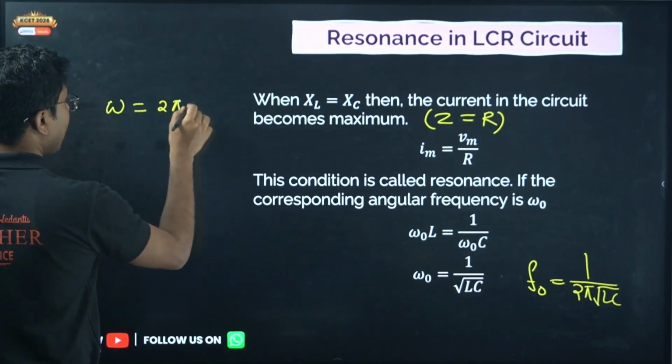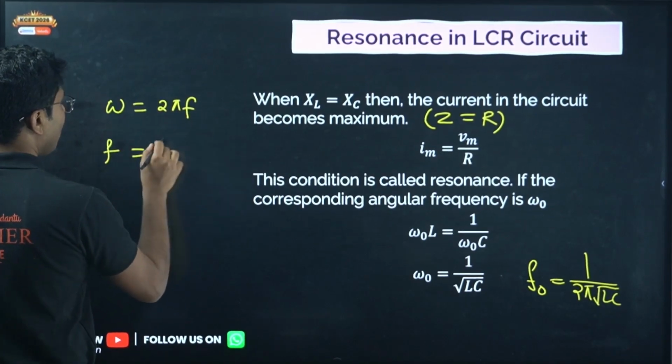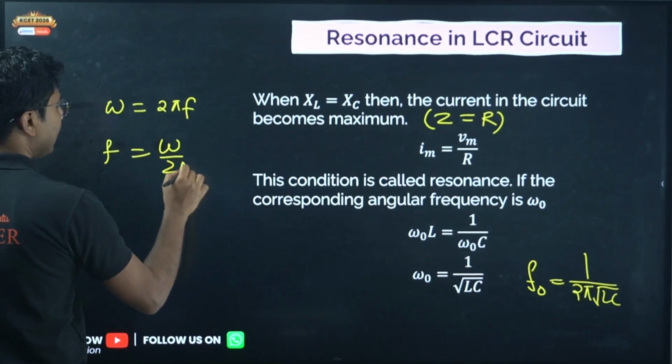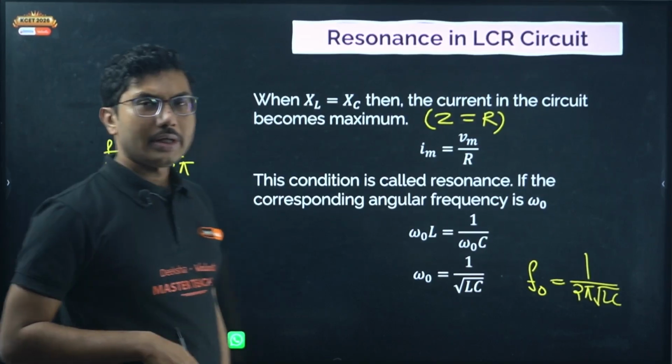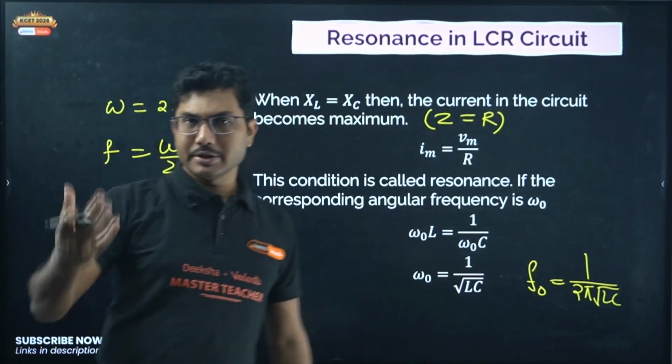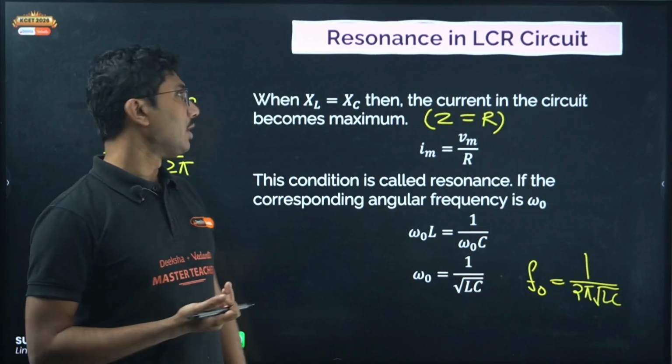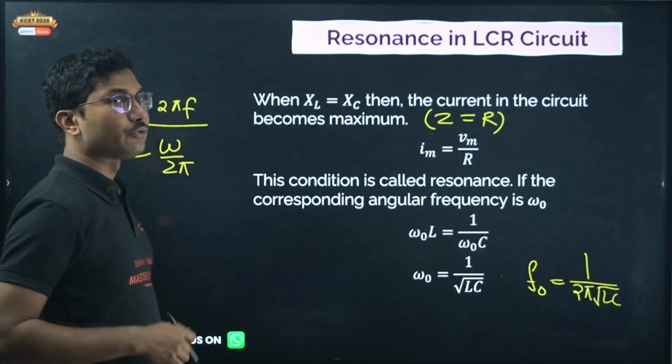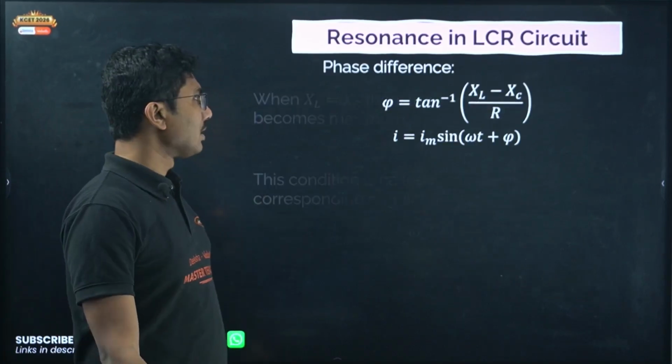Omega is equal to 2 pi f, or frequency is equal to omega by 2 pi. This is a very easy relation to remember. In most cases, frequency will be given in your PUC exam, so you have to convert this formula to calculate XL and XC. Now let's move on.